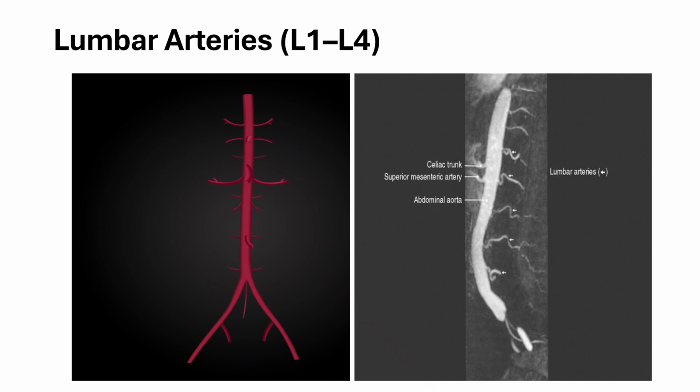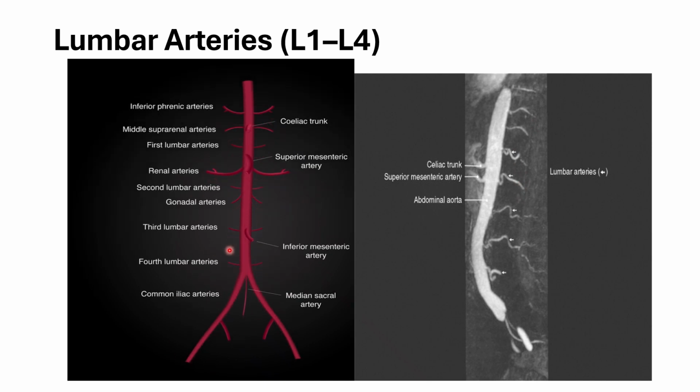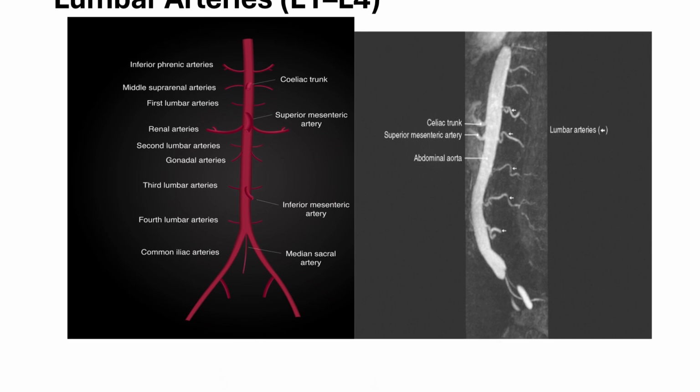Now the lumbar arteries. They arise from the L1 to L4 level and are four paired arteries that supply the posterior abdominal wall and the spinal structures. These are the lumbar arteries. We can see here, this is the first lumbar artery, second lumbar artery, third lumbar artery, and fourth lumbar artery. They supply the dorsal muscles of the back, fascia, ligaments, vertebra, and intervertebral disc.